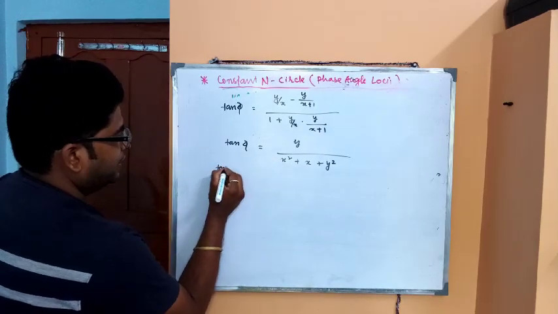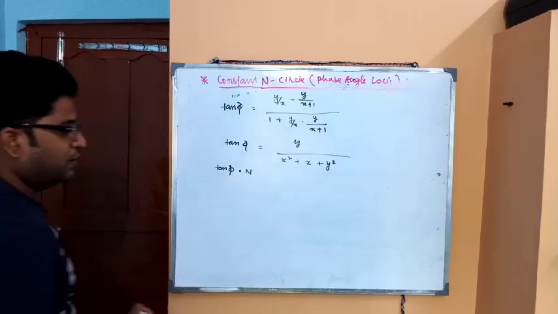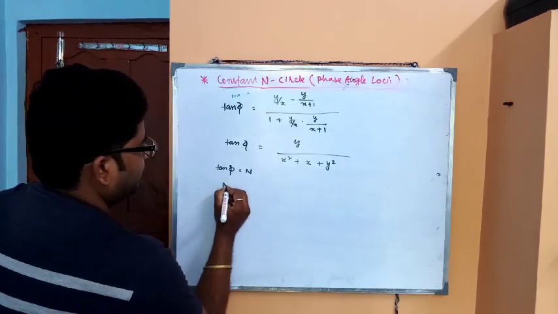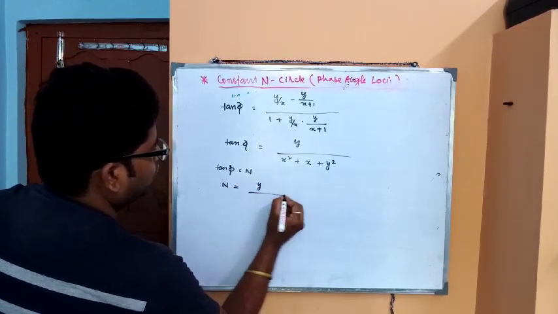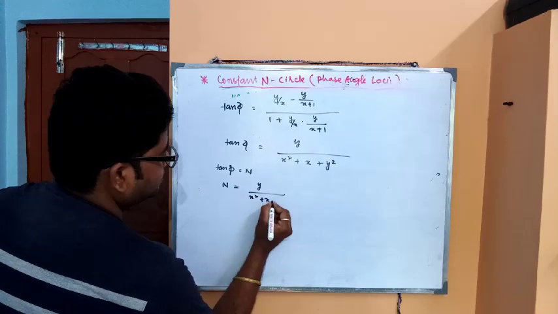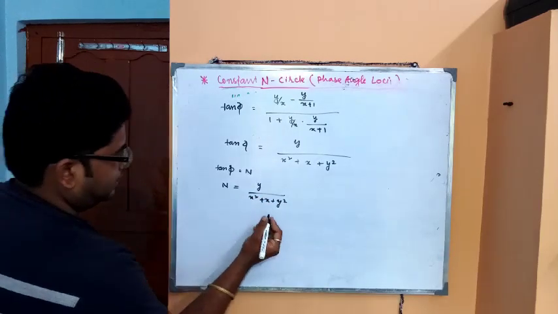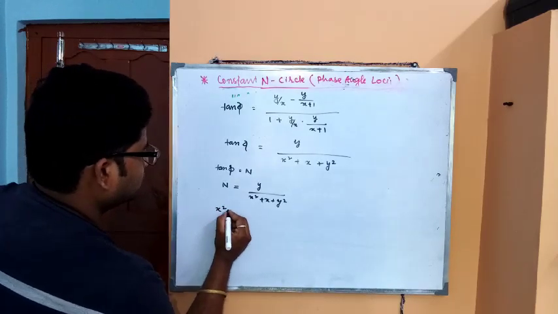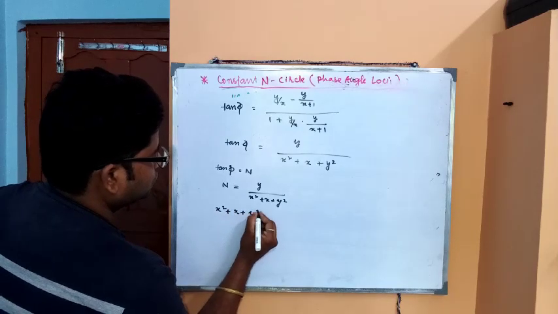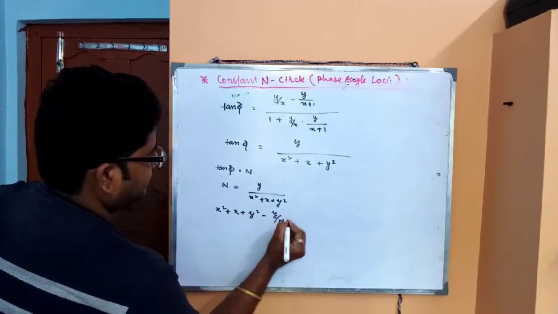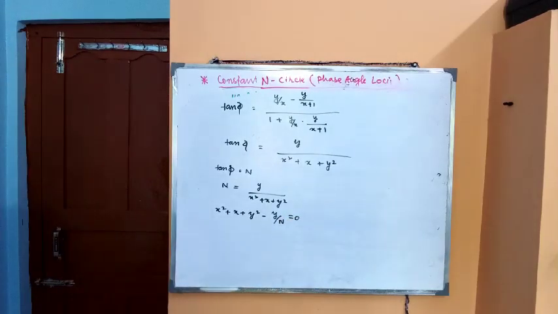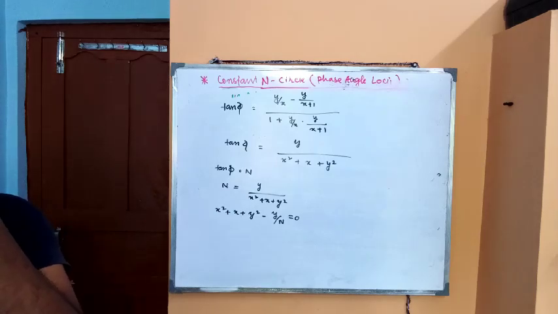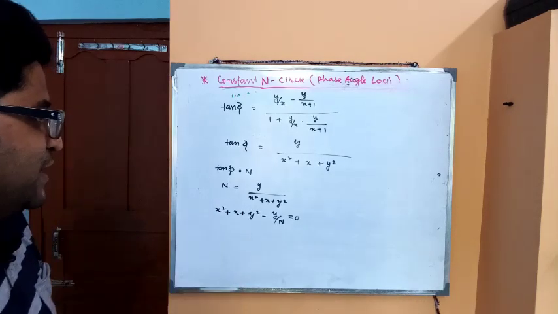Now consider tan of phi is equal to capital N. So N is equal to y upon (x square plus x plus y square). Now this term becomes x square plus x plus y square minus y by N is equal to 0. So further simplification of this equation can be written like this. Okay, so this is the expression.